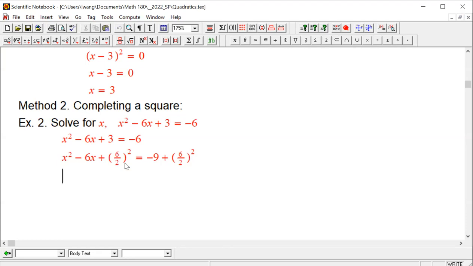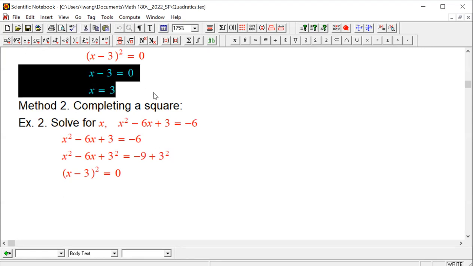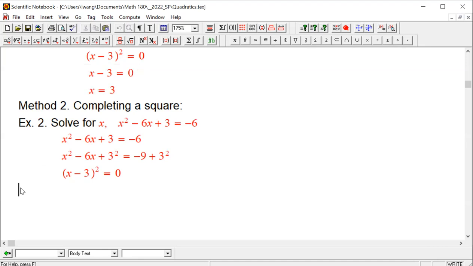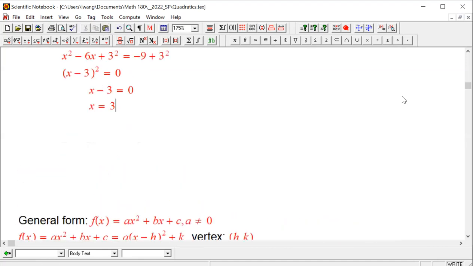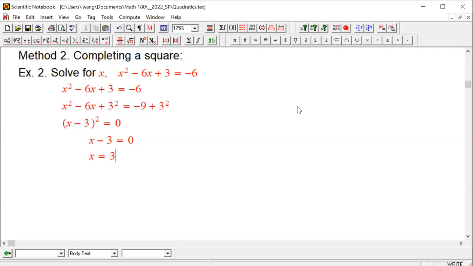So now, of course, you can write 3 squared. Of course, you can do that. So the perfect square we get is going to be x minus 3 squared. On the right-hand side, what a pleasant surprise. -9 plus 3 squared, that's -9 plus 9. That's a 0. Ah, we're back to the same place. Boom. Same answer. Okay, that's method 2.